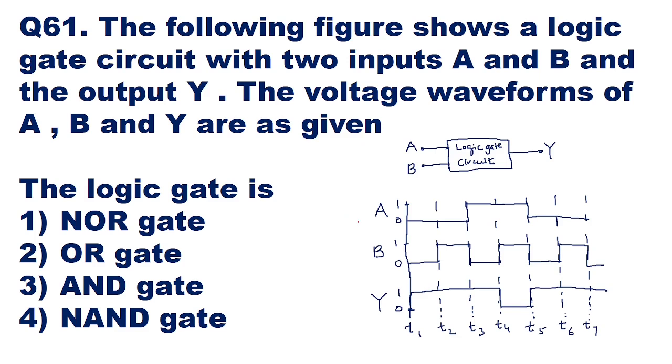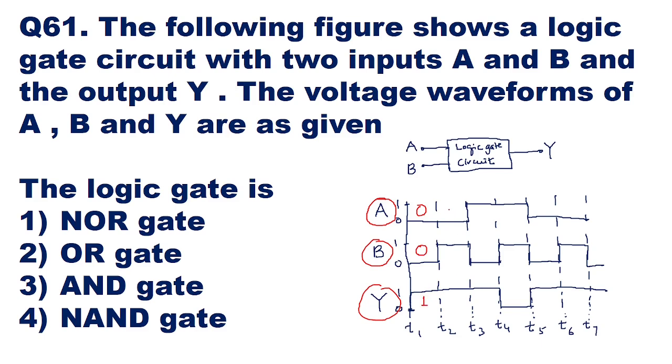So here if you see this waveforms, the first waveform is of input A, second waveform is of input B and the third waveform is of output Y. Now if you see the voltage levels in the first time interval, the voltage level of A is given as logic 0, B is given as logic 0 and the output Y is logic 1.